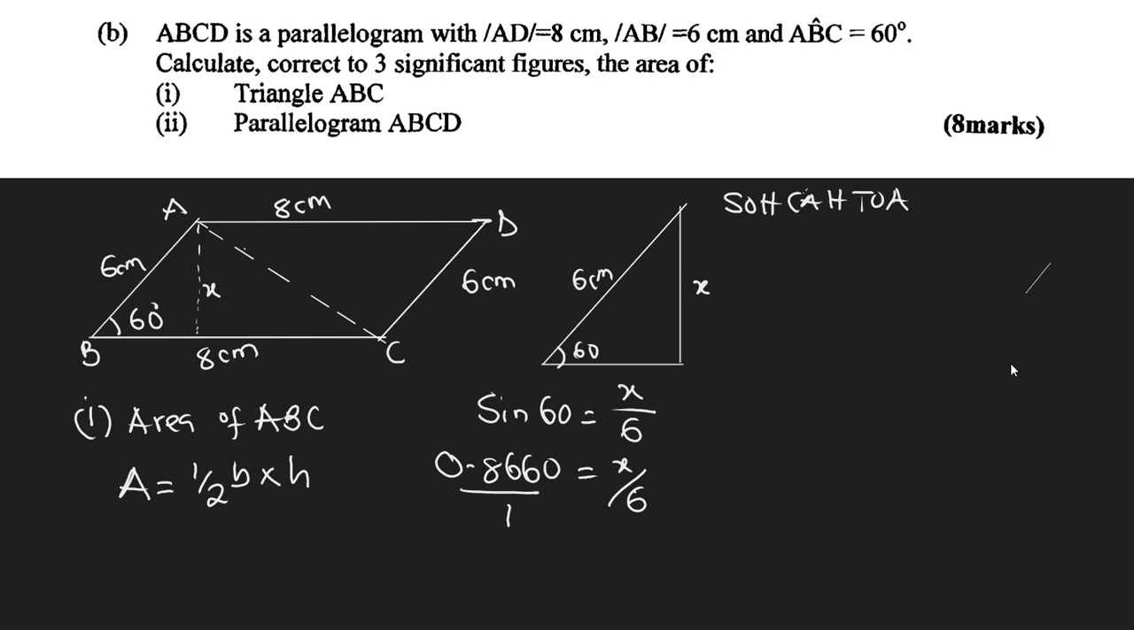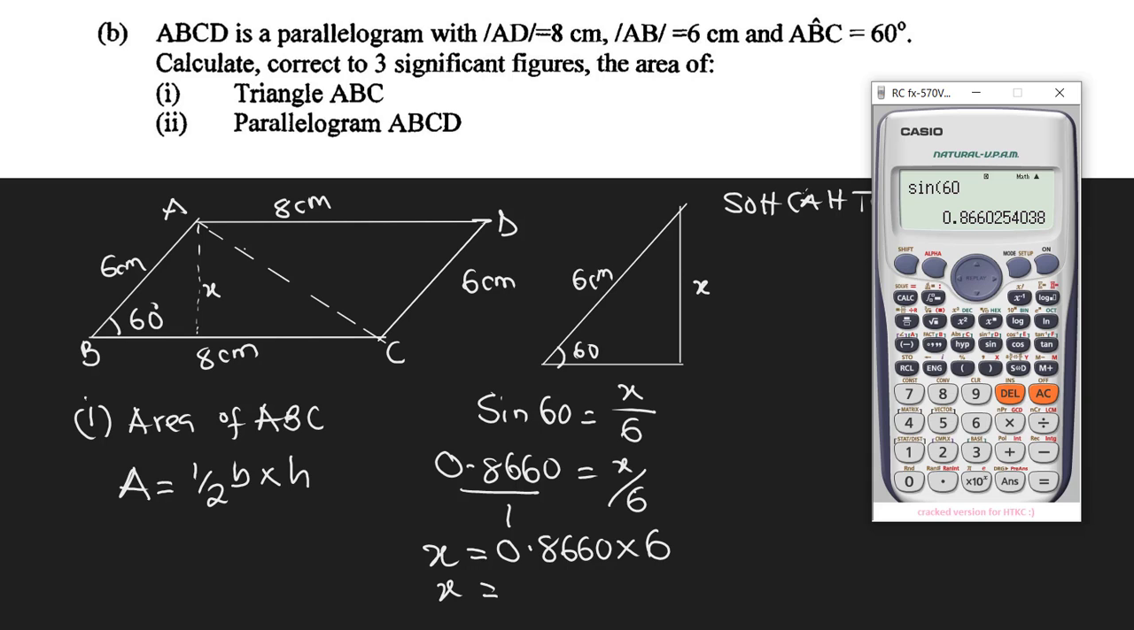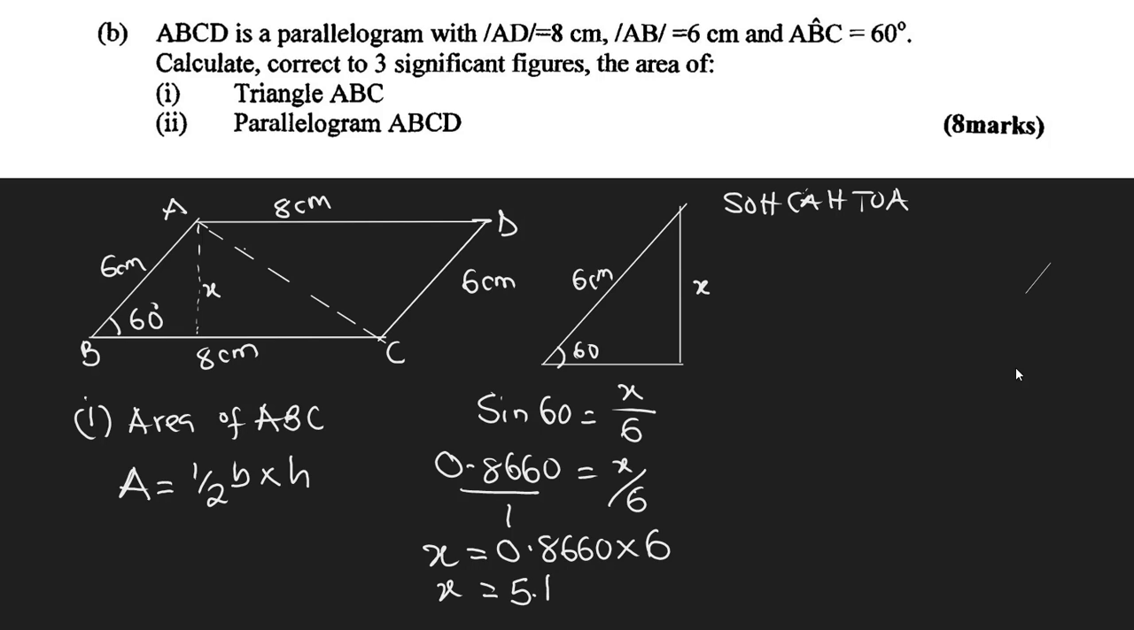Balance this one with 1 and cross multiply. If you cross multiply, of course, x equals 0.8660 times 6. So let's multiply it and see. 0.8660 times 6 is 5.19. So we can say 5.19 what? Centimeters. So we've gotten our height, right?